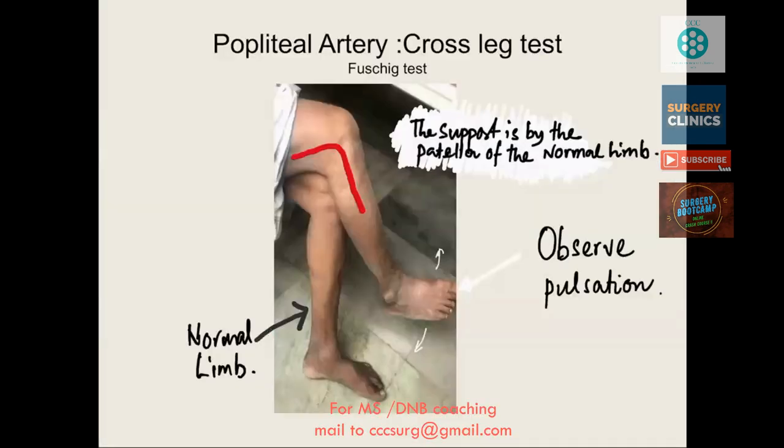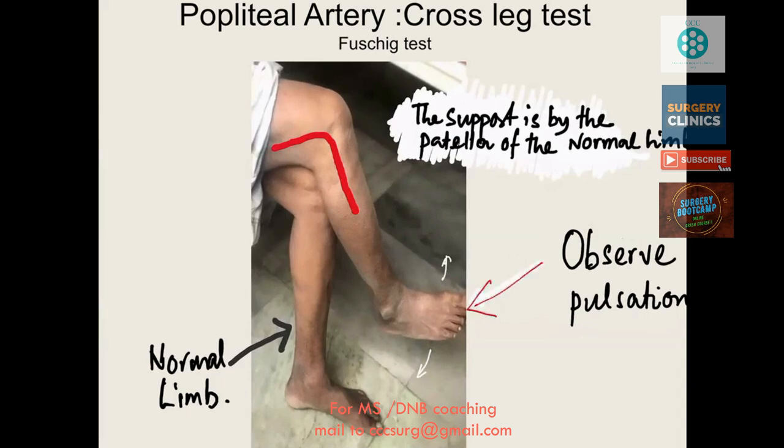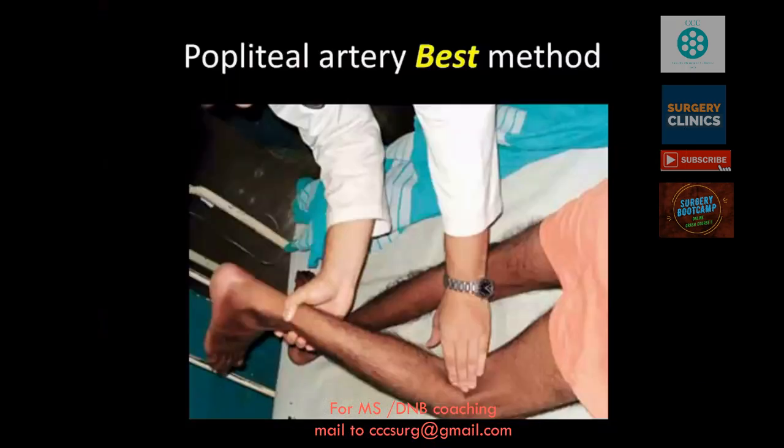Another method, which acts somewhat as a screening, is called the cross leg test or Fuchs test, which is very interesting with examiners. And remember that if the popliteal artery is patent, this limb will have a pulsation. Whereas the best method, again taken from one of the famous surgery books, is one in which you palpate not with the right but with the left hand.